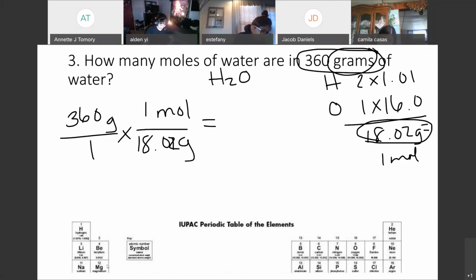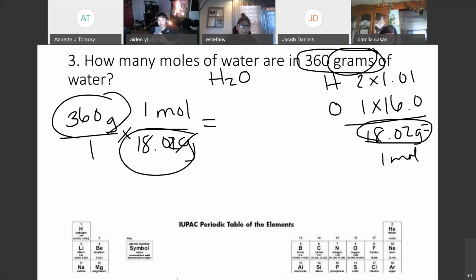Jacob, are you still here? I don't know if his mic's working. We're going to divide here. 360 divided by 18, because 18 is on the bottom this time. The other numbers were on the top. Now we're looking at the bottom. So 360 divided by 18. Who's going to tell me what the answer is? It's 20. So 20 moles.